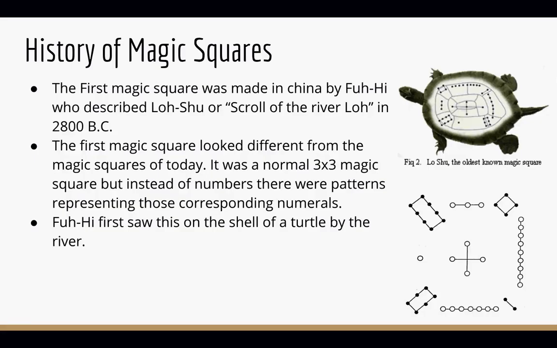by Fu He, who described Lo Shu, or Scroll of the River Lo, in 2800 BC. The first magic square looked different from the magic squares of today. It was a normal 3 by 3 magic square, but instead of numbers, there were patterns representing those corresponding numerals. And Fu He first saw this on the shell of a turtle by the river. As you can see in the two pictures on the right, you can see the magic square on the back of the turtle, and then the magic square in square form, with patterns instead of corresponding numerals.